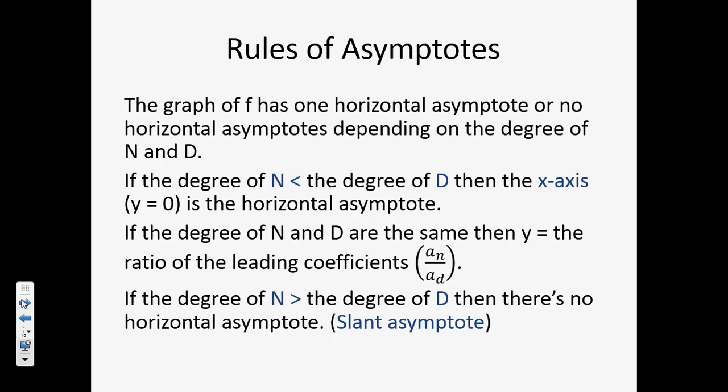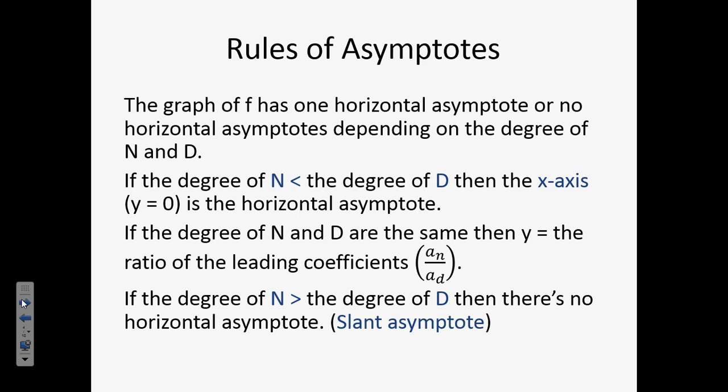So the rules of asymptotes says that the graph of a function has a horizontal asymptote or no horizontal asymptote depending on the degree of the numerator and the denominator. If the degree of the numerator is less than the degree of the denominator, then your x-axis will be your horizontal asymptote. The highest power in the numerator is less than the highest power in the denominator, then y equals 0 is your horizontal asymptote.